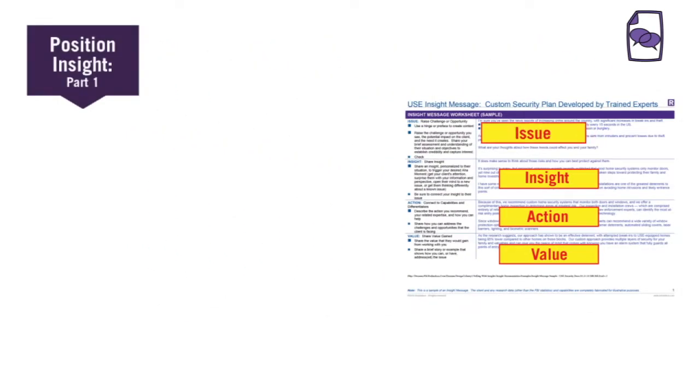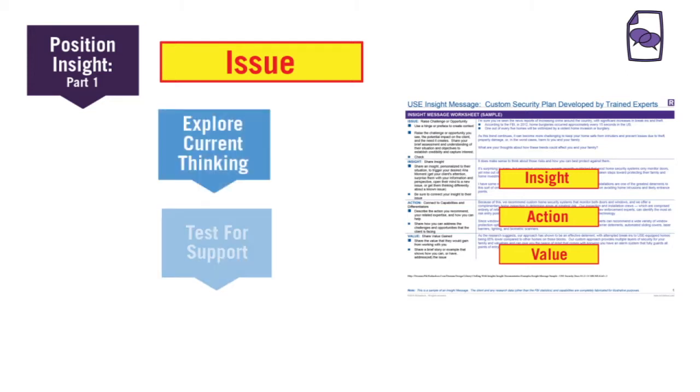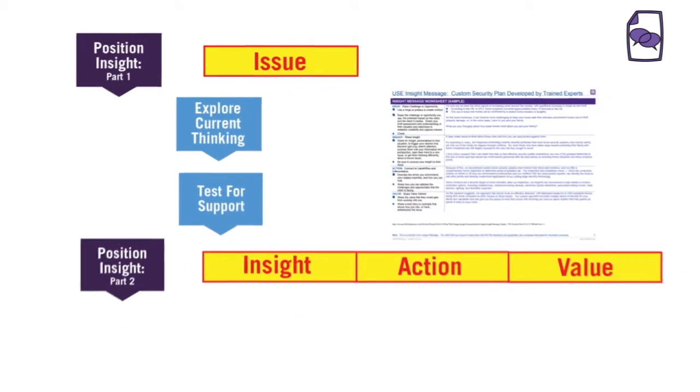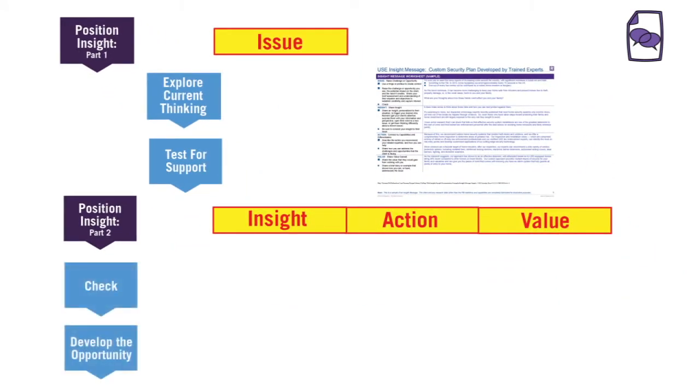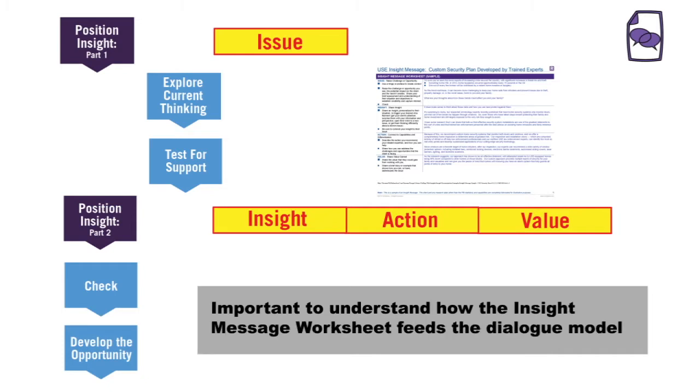It starts by raising the challenging issue with your buyer and then checking for relevance. Depending on the buyer's receptivity to the issue, you will either explore their current thinking, then test for support. Then, depending on their receptivity, you will precision the insight, action, and value. Then one final check before developing the opportunity. You'll learn all of these applications in class, but it is important to understand how the Insight Message Worksheet feeds the dialogue model. Let's do one final recap to show how all the tools fit together.